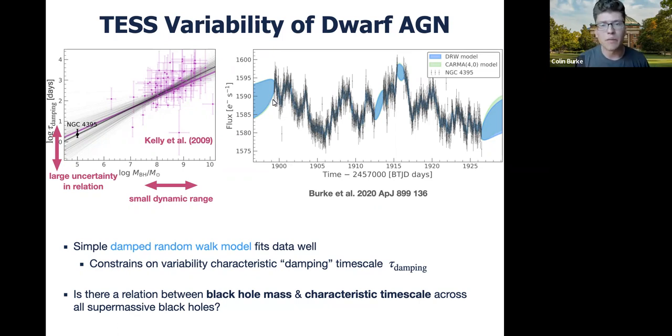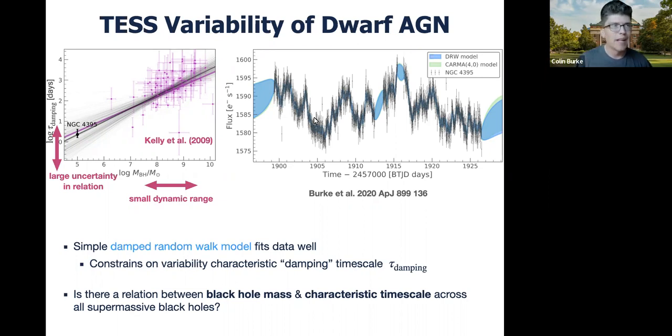And so we fit the simplest model that's out there using stochastic Gaussian process time series techniques to try to recover the power spectrum of the variability of the AGN. And what we found is that the variability can be described quite well by this damped random walk power spectrum, which is essentially a red noise power spectrum that flattens out on certain time scales.